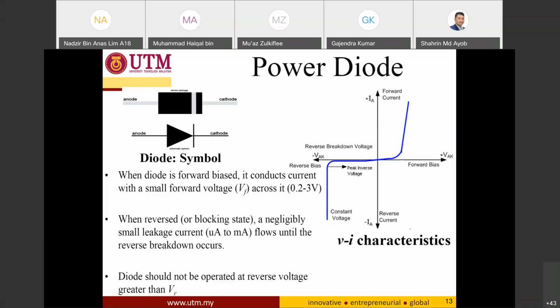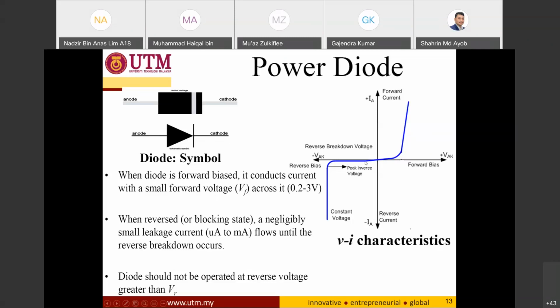Usually it depends on the material used to manufacture the diode, so it ranges from 0.2 to 3 volts. The voltage drop is what we call VF, V forward. Then when it is reverse biased, meaning that the cathode is positive relative to the anode, the diode will be in the blocking state, so there will be no current flow.